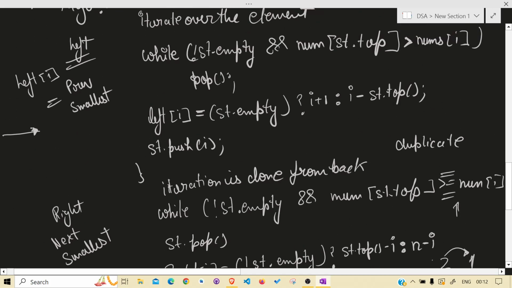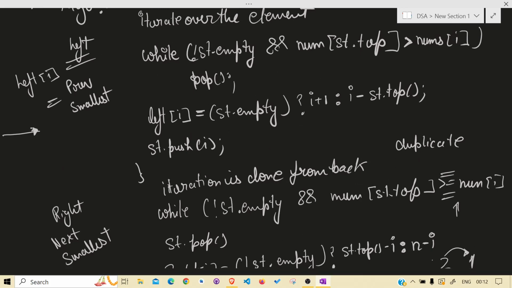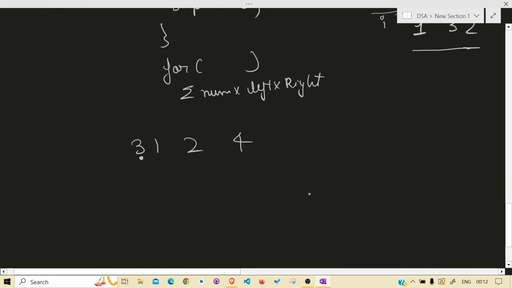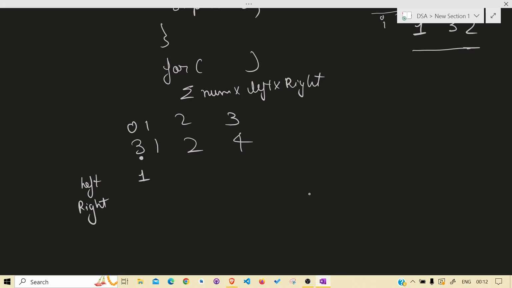When it is empty, I plus 1. Right, left, right, empty. Index is 0 1 2 3 4. Index plus 1, 0 plus 1, 1. Okay, it is in the stack.